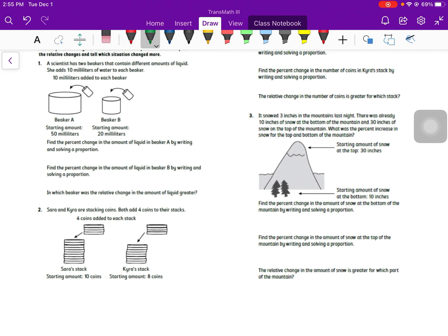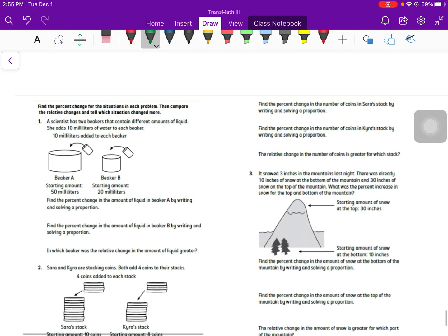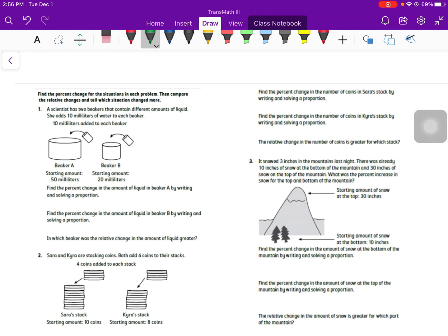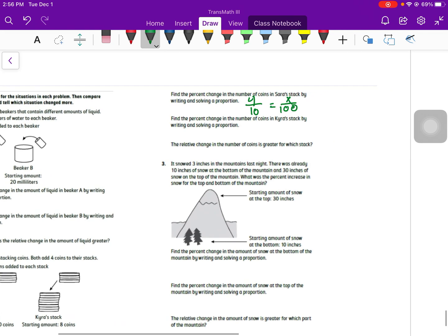Okay, so number 2, Sarah and Kira are stacking coins, and they both add 4 coins to their stack. Sarah started with 10, Kira started with 8. Find the percent change in Sarah's stack. So Sarah added 4 coins to her stack of 10. As a percent, this is 40%. Multiply horizontally by 10.